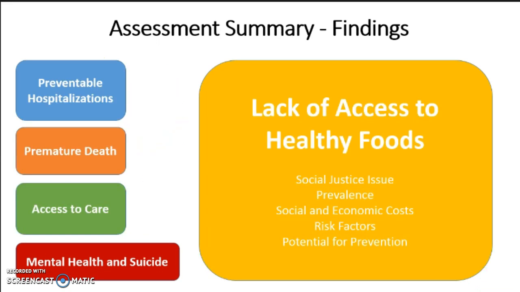In review, a number of health issues were identified in St. Johnsville, New York through this community health assessment. However, a lack of access to healthy foods was identified as the top priority issue because it is a social justice issue. It's a highly prevalent issue associated with high social and economic costs, and there are a number of risk factors limiting access to food, all of which are, again, highly prevalent within the St. Johnsville community. And finally, there's a high level of potential for prevention regarding this issue. So it's something that the community can change if they band together.